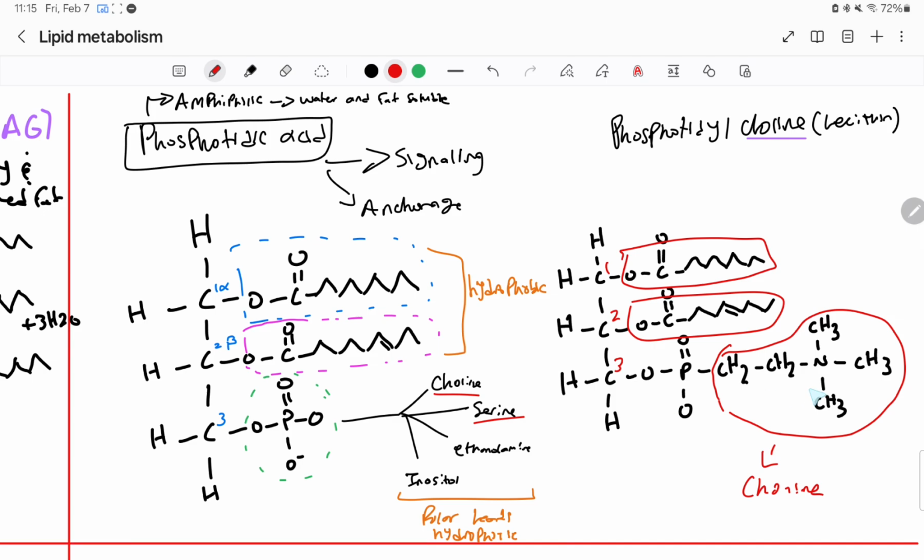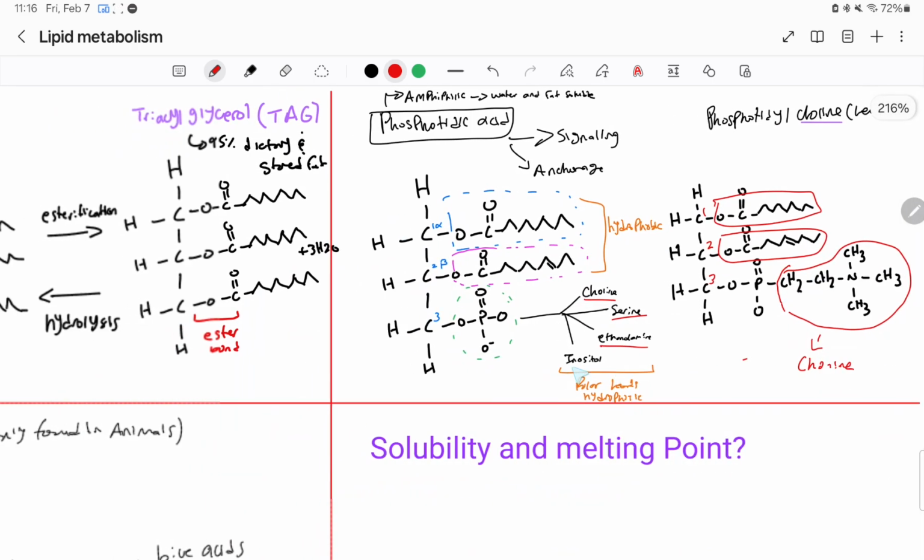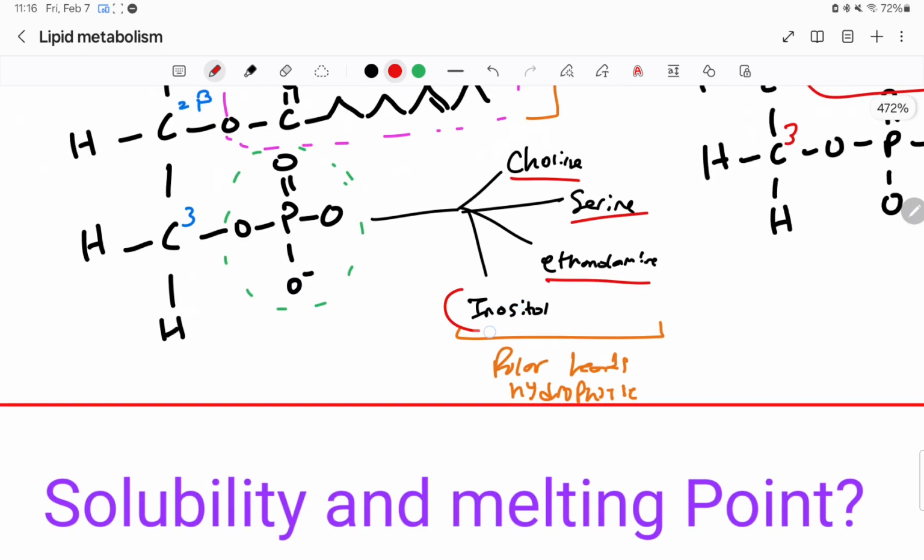I could substitute this with serine. I could substitute this with ethanolamine. I could substitute it with inositol. And funnily enough, this guy right here, okay? If it's substituted by inositol, it would be called phosphatidylinositol, okay? If it was substituted by ethanolamine, it would be called phosphatidylethanolamine, okay? But this phosphatidylinositol, it's very important, for example, for insulin cell signaling.